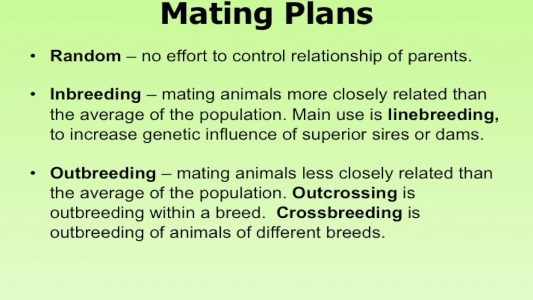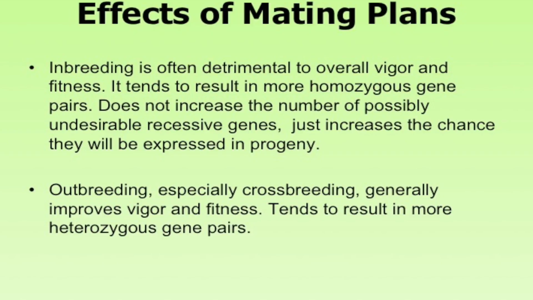So inbreeding, as we talked about, is detrimental to vigor. It results in more homozygous pairs. It does not increase the number of possibly undesirable recessive genes. It just increases the chance that they will be exposed in the progeny. Outbreeding, especially crossbreeding, generally improves the vigor and fitness. And that's why we utilize crossbreeding in commercial operations, as we talked about earlier.